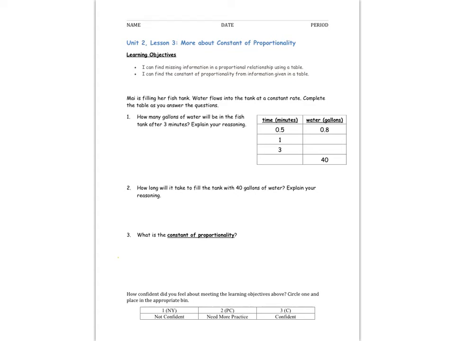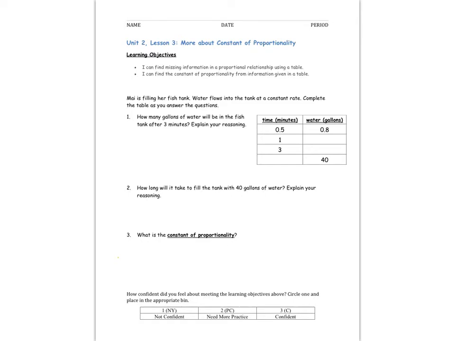Hello, welcome to Unit 2, Lesson 3, more about constant of proportionality. In this cool down, you are given the information that May is filling her fish tank. Water flows into the tank at a constant rate. The question wants you to complete the table as you answer the questions.